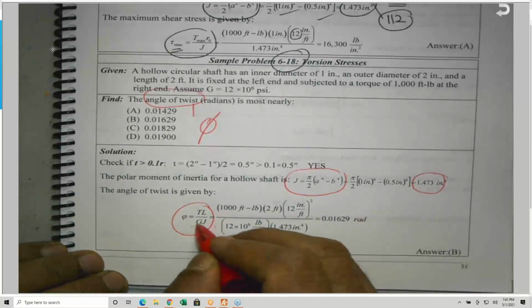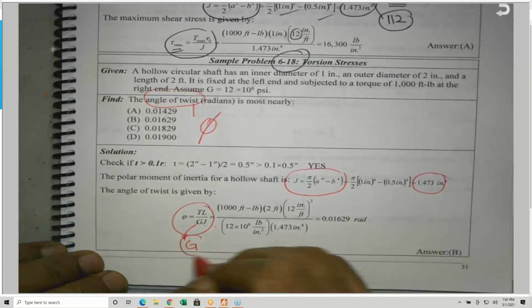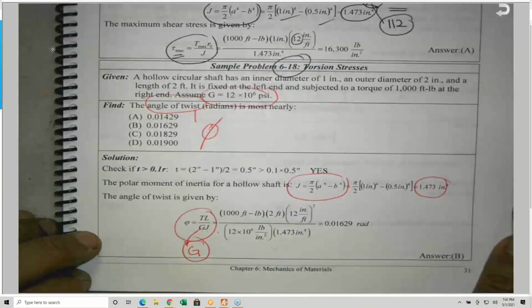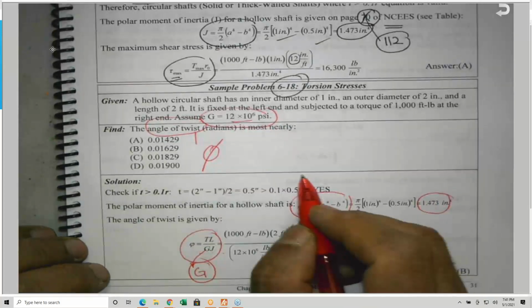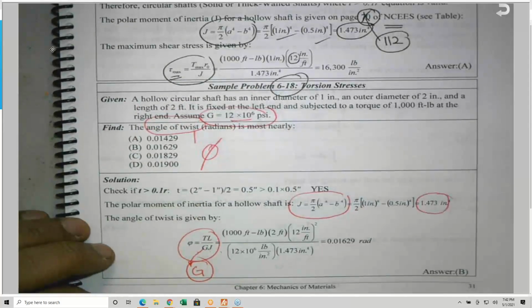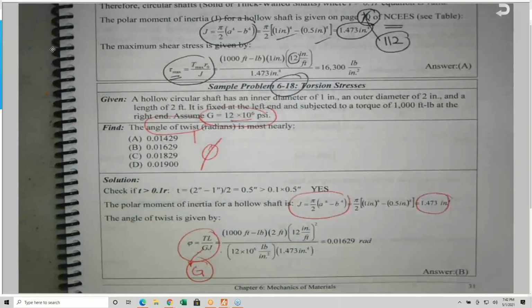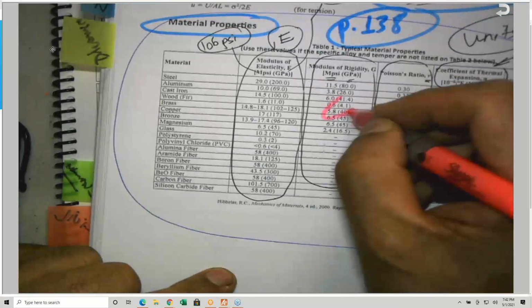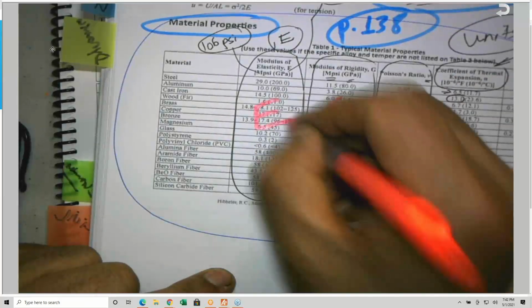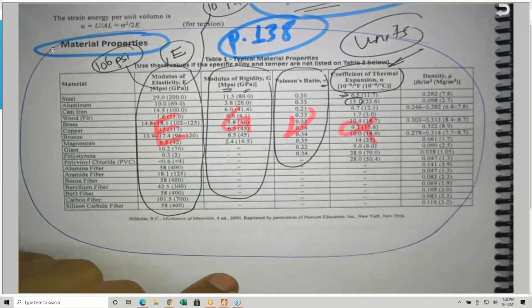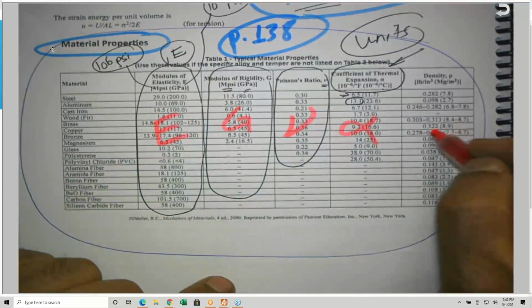And from where do I get G, the shear modulus? It is given to you. If it's not given, he should tell you what kind of material it is, because we know in mechanics of materials the table that I showed you more than once. This has the G, and this is E, and this is Poisson's ratio, and this is alpha, the coefficient of thermal expansion, and this is rho, the density.